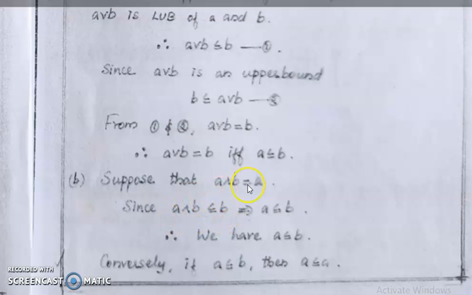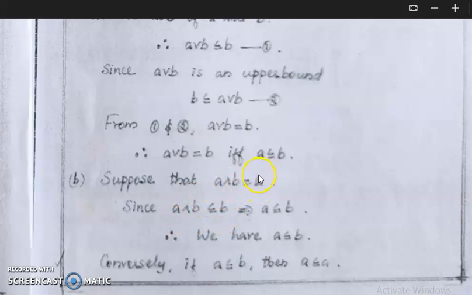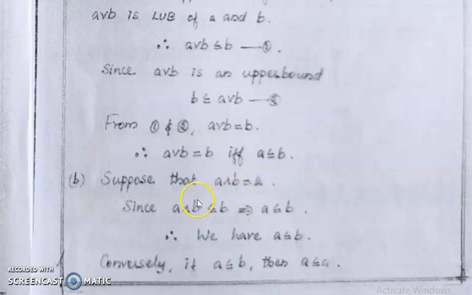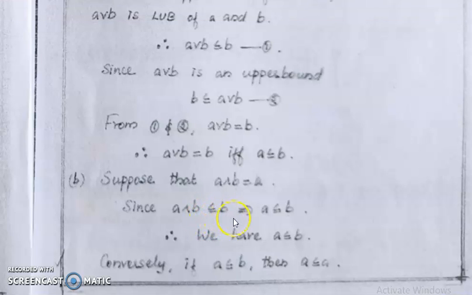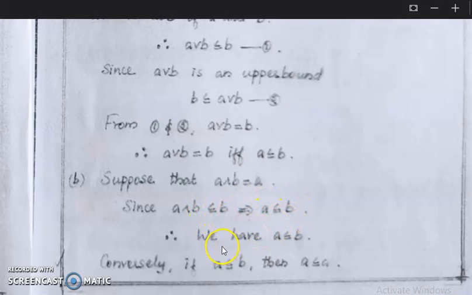Now what is A and B by our assumption? A and B is equal to small a. So you replace this A and B by small a. A is less than or equal to B. Therefore we have A less than or equal to B.